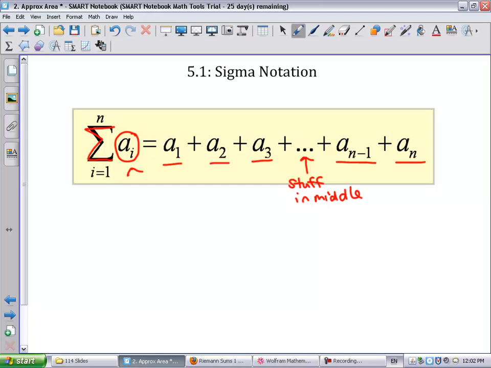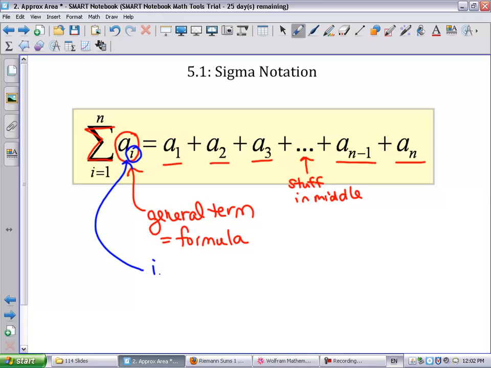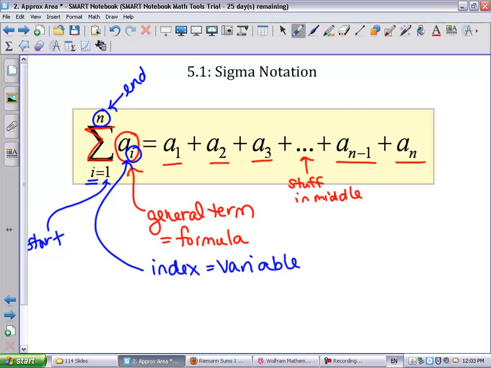So ai, this is called the general term, but you're going to think of this as your formula. And the i here, that's called your index, but you're going to think of it as your variable. And what this is saying is you let your index, i, start at whatever number is here at the bottom. So we're going to start at 1. And we're going to plug in every number between 1 and whatever's on top. So this is the number you end with.